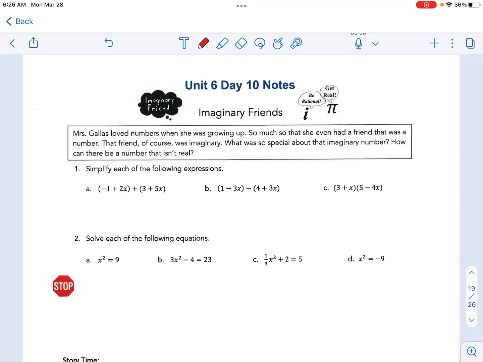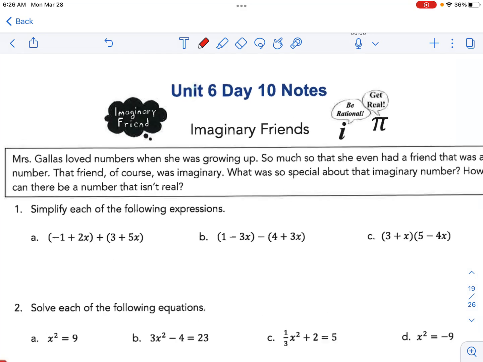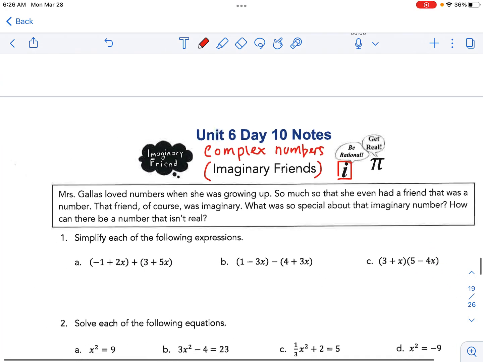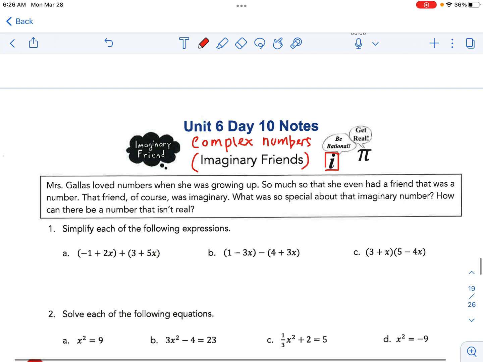These are the notes for Unit 6, Day 10, and we are talking about, I know it's labeled imaginary friends, but what we're really talking about is something called, and I'm going to put this in brackets, what we're really talking about are complex numbers. A more appropriate title for this section is complex numbers. We call them imaginary because we use the letter i to stand for what we call the imaginary part of this complex number.